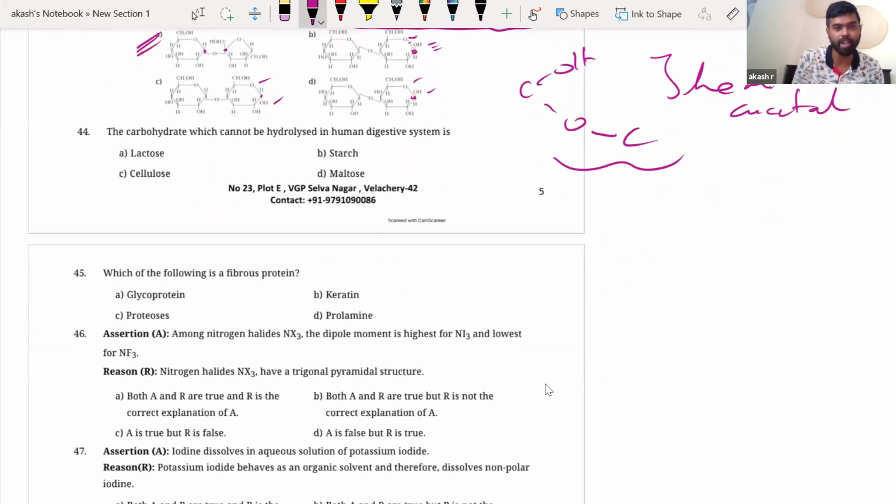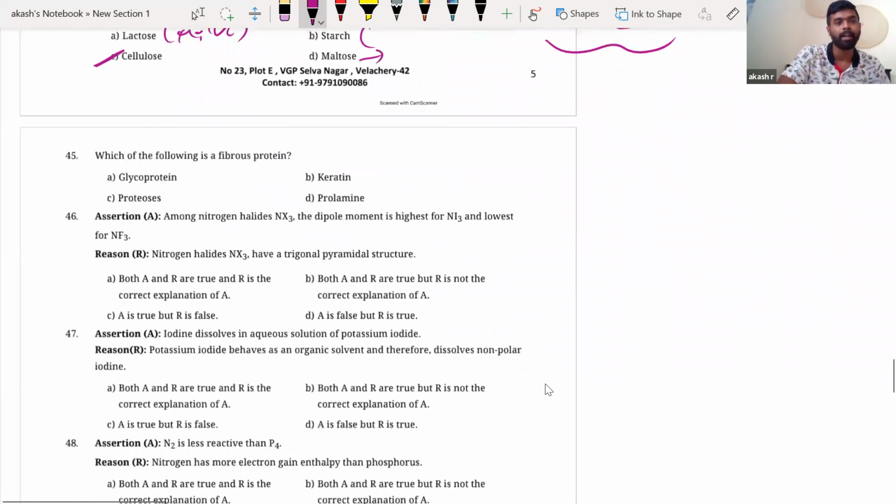The carbohydrate which cannot be hydrolyzed in the human digestive system. We spoke about this before, right? We will not be able to eat grass or plants directly because we cannot digest cellulose. That is the answer. All the other things are fine. This is milk, I know we eat milk. This is your normal food. Maltose is also sometimes present in milk. Okay, that is also a sugar anyways.